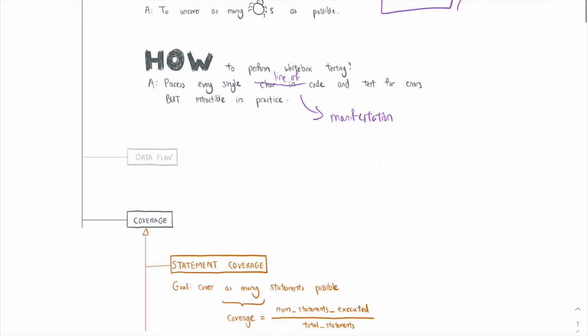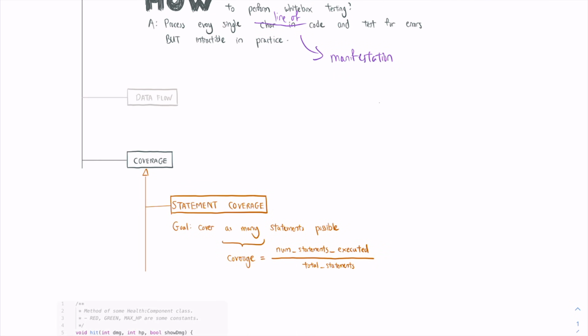So that's one way. But the method that we are going to focus on in this introductory module to software engineering is called coverage. This is based on analyzing how much code coverage your test cases have. And the reason why we are focusing on this topic is because this notion of coverage is what most people would be referring to when they talk about white box testing.